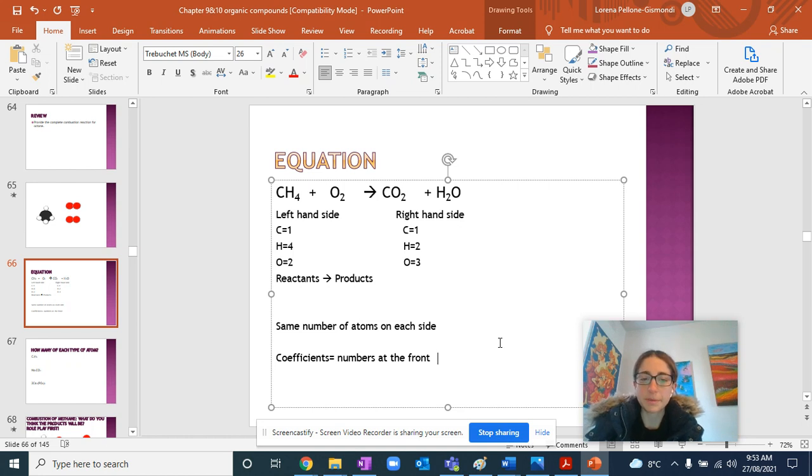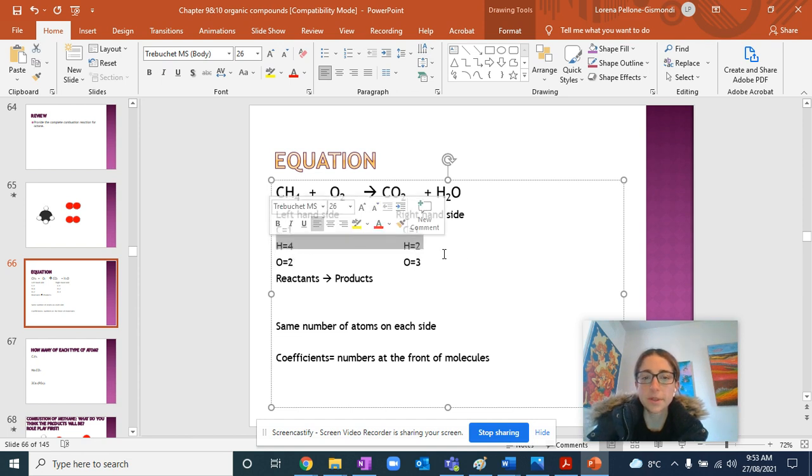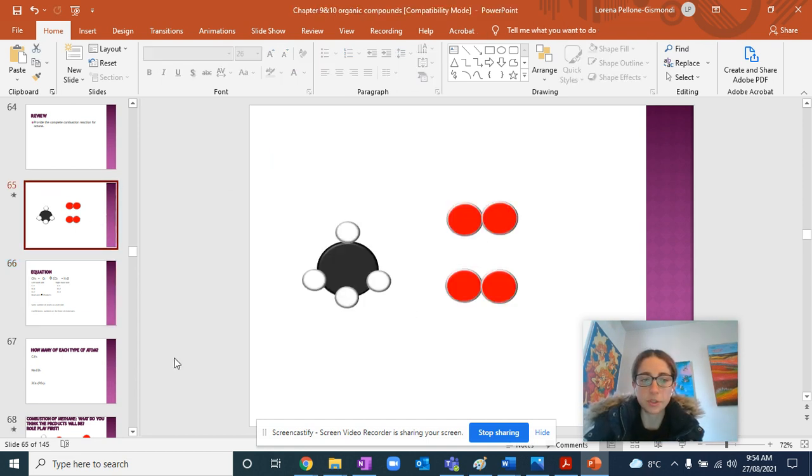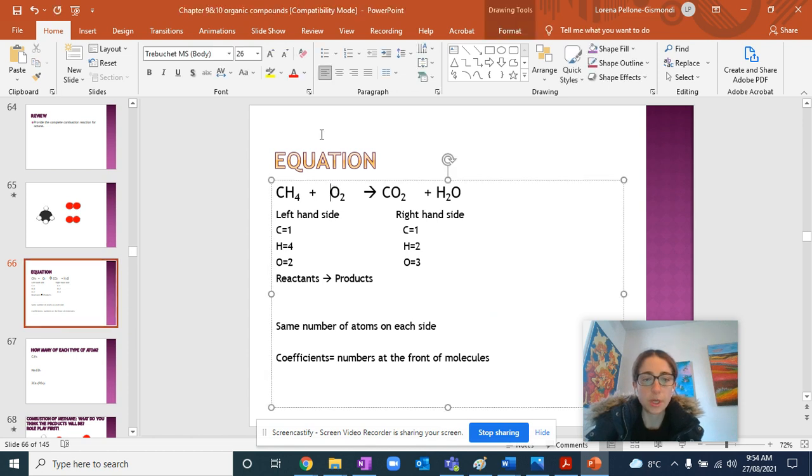So coefficients are the numbers at the front of molecules. You can't just change, let's say we want to make the hydrogens equal. We can't just change that to a 4 and therefore they would be equal, because water has the formula H2O. We can't change that. That's water's formula. We can add in more of molecules. Like here we had 2 oxygen molecules, so you can put a 2 here. But let's have a look at why that's necessary.